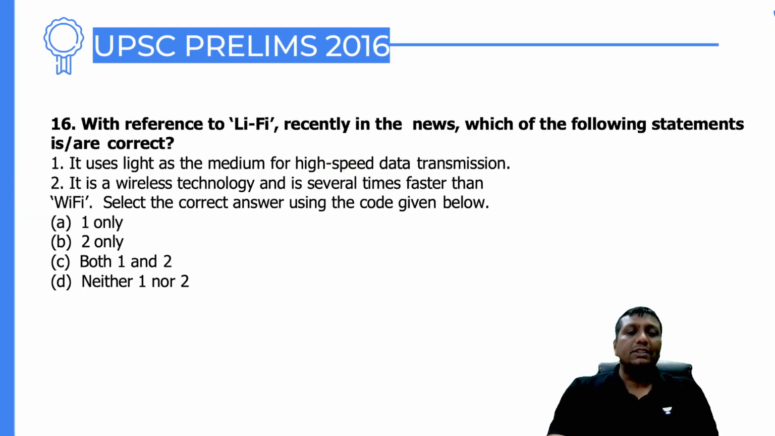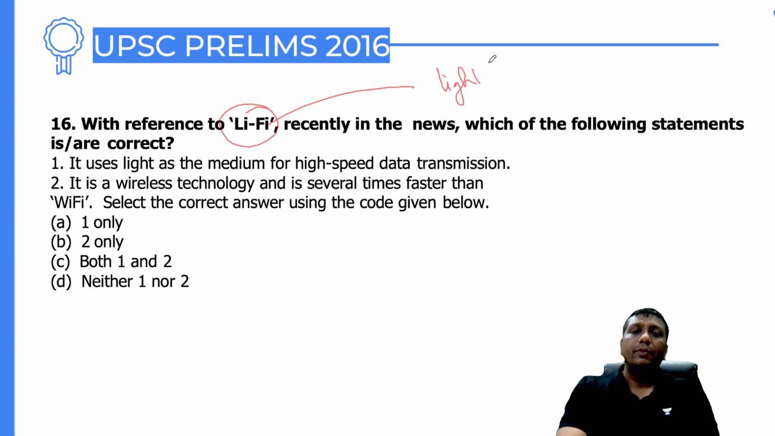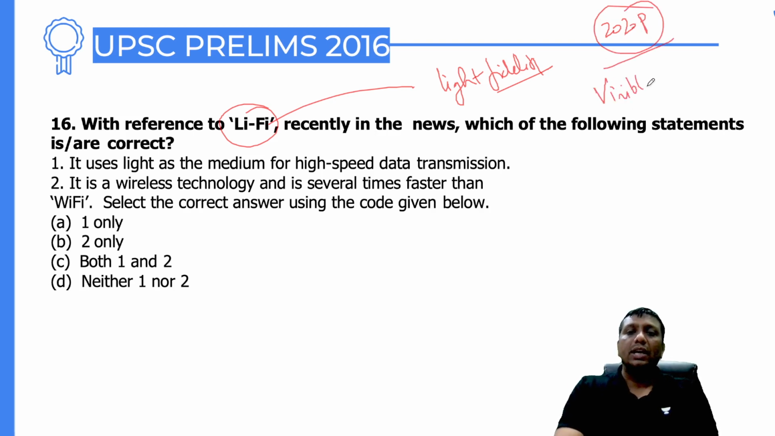Question number 16, with reference to Li-Fi. Recently in the news, which of the following statements is correct? Li-Fi is also called light fidelity. And I told you guys, this is a question UPSC also asked in the 2020 prelims. Li-Fi is also called visible light communication. I hope you remember. The same question you will see that UPSC also made in your paper in 2020.